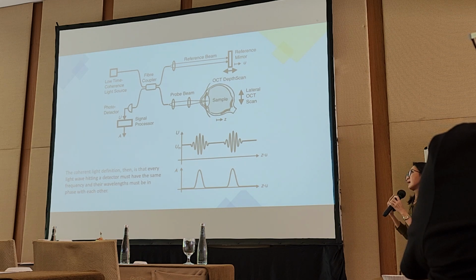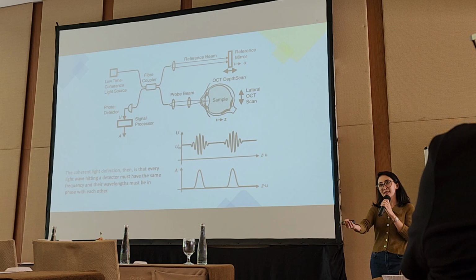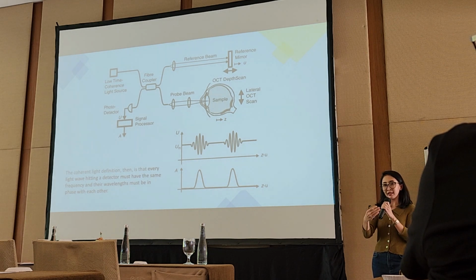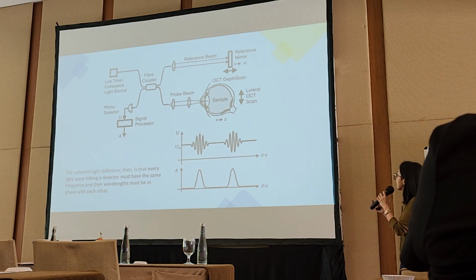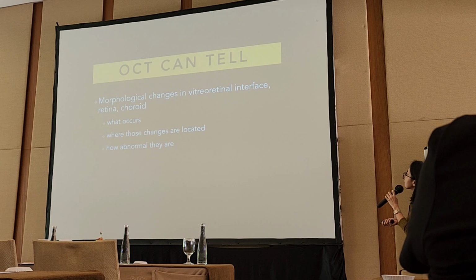OCT works based on light that travels inside the eye and is back scattered from the tissue that the light hits, and then it goes through the detector inside the machine, and we get the image that we can see in the OCT.